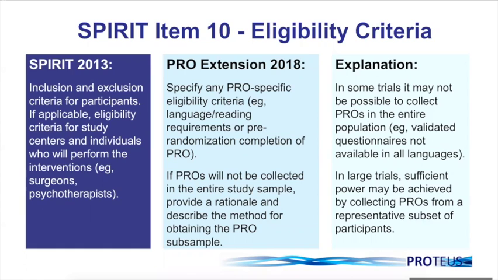Now, in some trials, it might not be possible to collect PROs in the entire population, such as when validated questionnaires are not available in all languages. And in large trials, you may have sufficient power to be achieved by collecting PROs from a subset of the participants. So that's why it's really important that you specify this in your eligibility criteria.